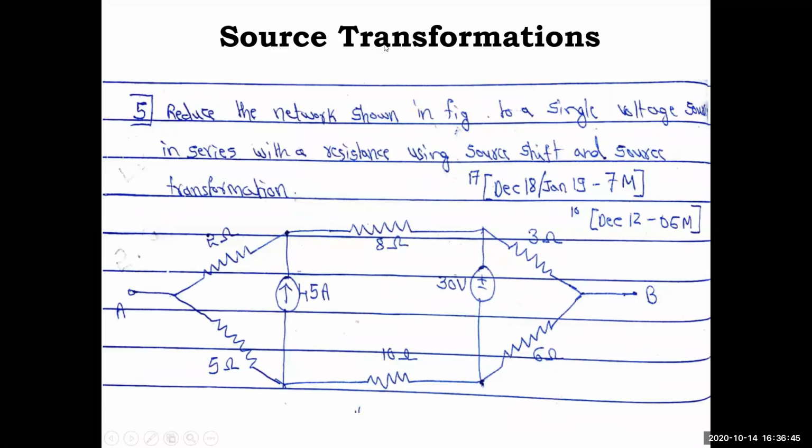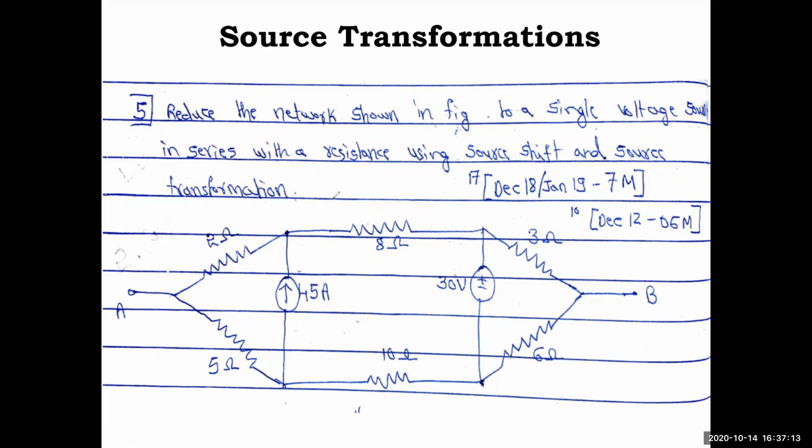Note down this. Reduce the network shown in figure to a single voltage source in series with a resistance using source shift and source transformation. Okay, so just see the question also here. First question I asked you the current through a load resistor. Second also it was current. Third question I asked you voltage, right? So like that different way they can ask the question with respect to circuit parameters.